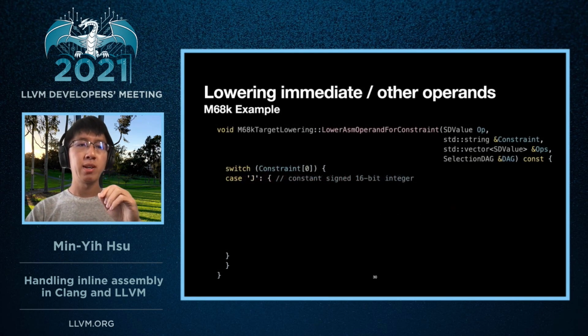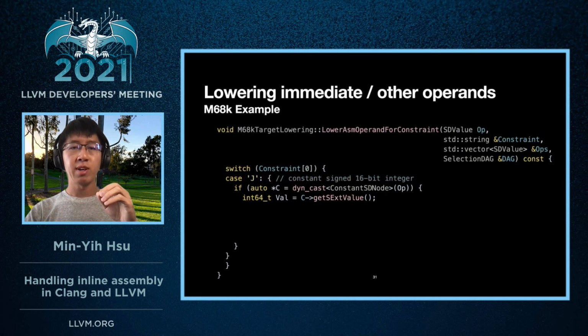Here's an example of MSP430. Again, we're going to take a look at J, which means a constant signed 16-bit integer. So first, we check the Op function argument to see whether it is a ConstantSDNode. If it's true, we look at the value, and we check again whether this value can fit into 16 bits. If true, we just use this Op as the output result.